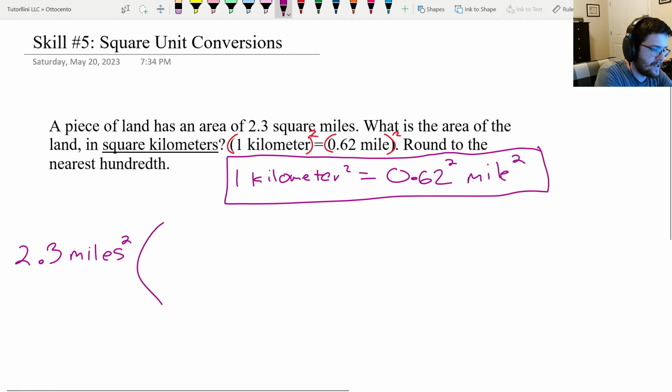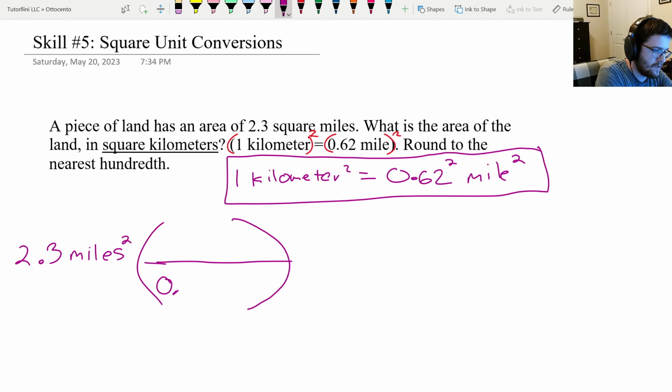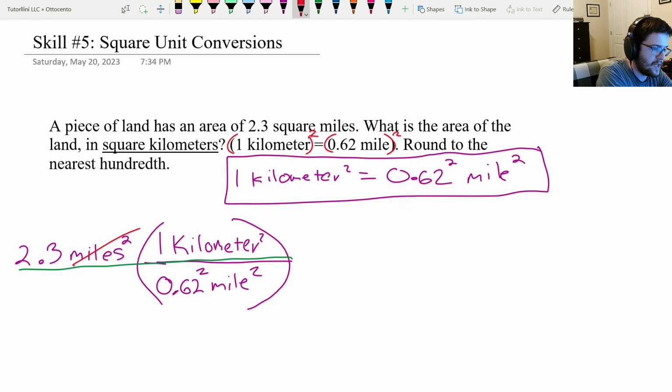So now we do the factor label method. We're going to put 0.62 squared miles squared, and then 1 kilometer squared. Now that they're the same on opposite sides of the division sign, we can cross out miles squared, and we're left with kilometers squared, or square kilometers, as the question phrases it.